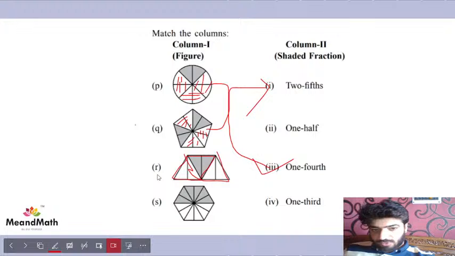So R should be what? Tell me, guys. I'm waiting for the answer. R should be what today? If these are 3 triangles, R is 4. Good. 1/3. Since there are 3 triangles, one is shaded. So R is 1/3.